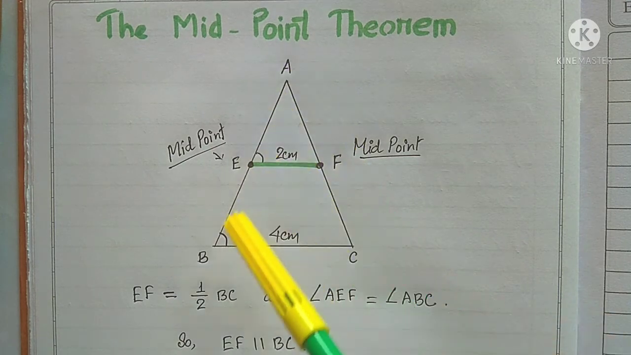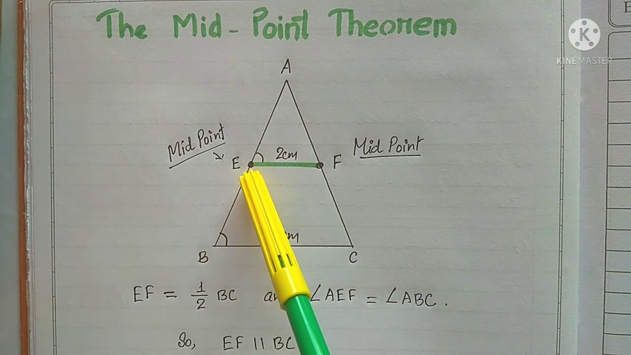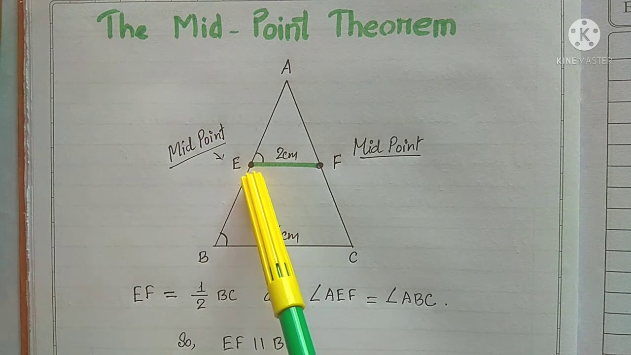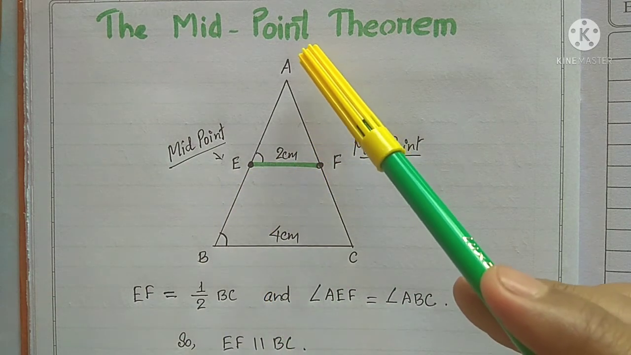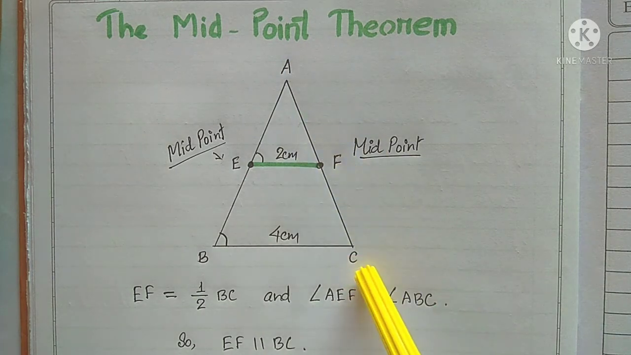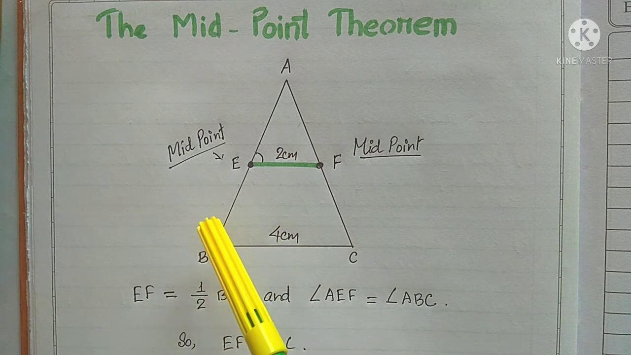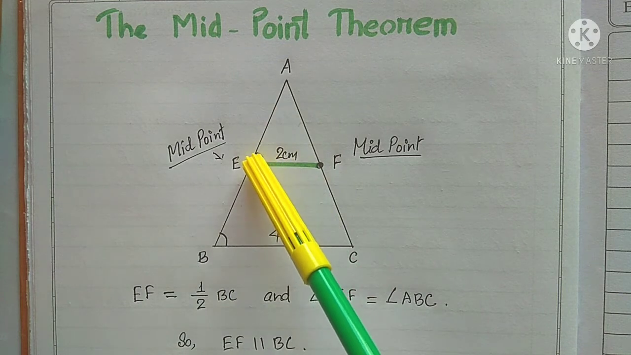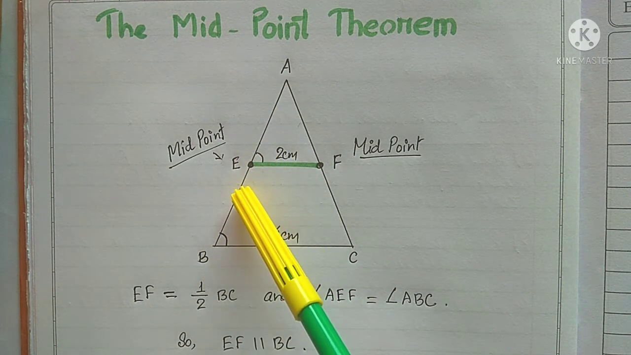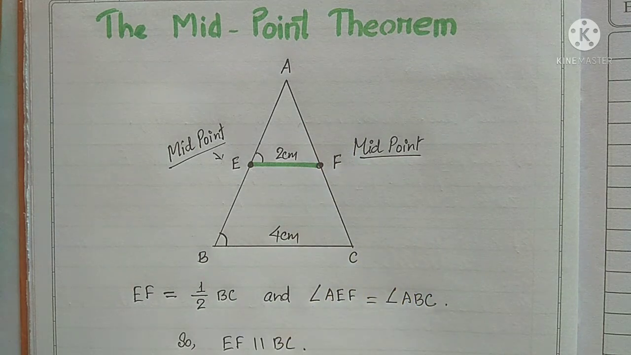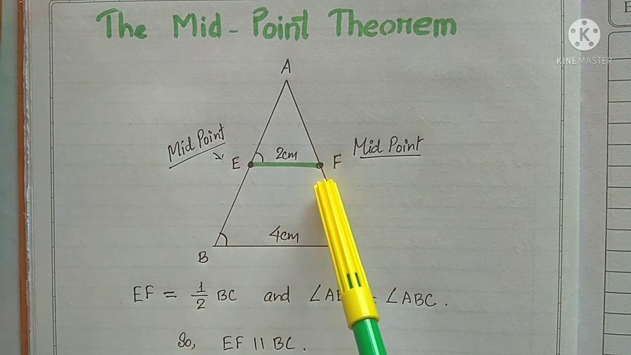So inside AB, we consider a midpoint, and this midpoint is denoted by E, as well as we consider another midpoint on AC, and this one we denote by F. These two are the midpoints we consider. So obviously one thing we know, the lengths of AE and EB are equal because E is the midpoint, as well as the lengths of AF and FC are equal because F is the midpoint.